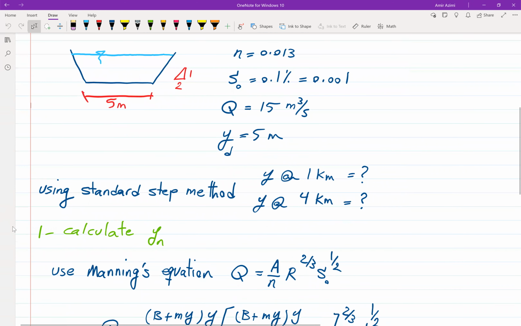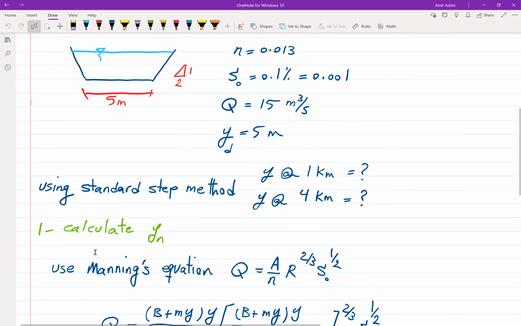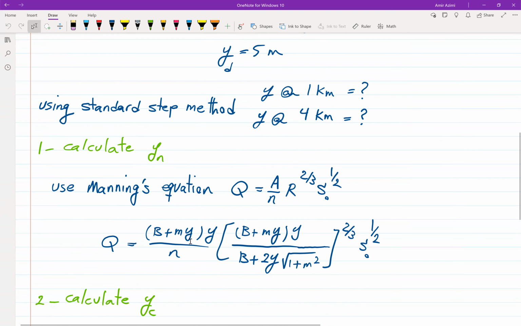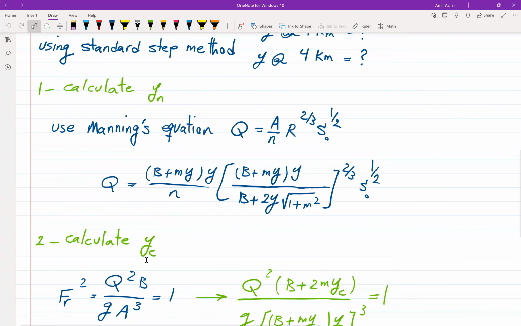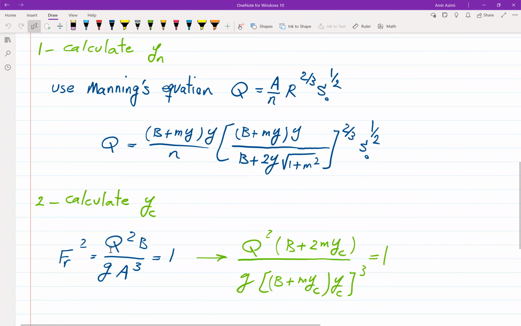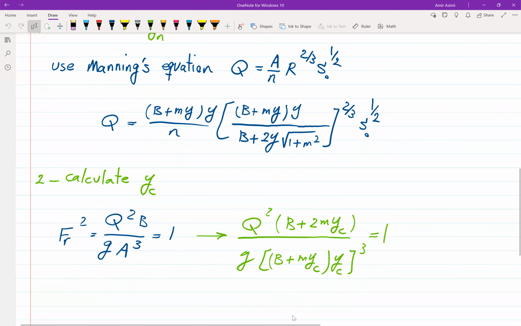Okay, so the first step, we need to calculate the normal depth. We use Manning's equation, Q equal to A over n, R to the power of 2/3, S to the power of 1/2. We put in the geometry of the trapezoidal channel, and then we calculate critical depth using the Froude equation. Froude squared is equal to Q squared B divided by g A to the power of 3, equal to 1. So we are going to use Excel.